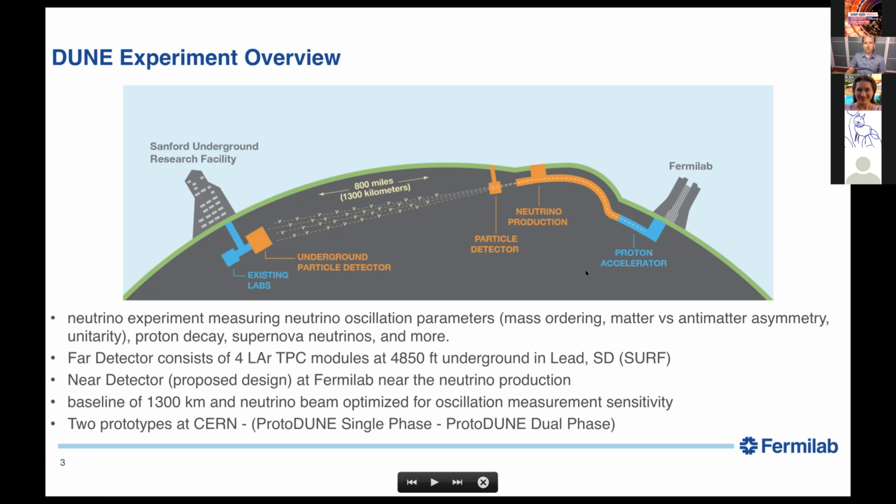The experiment design itself is constructed of three major components: the neutrino beam production, shown here on the right at Fermilab, a near detector, also on site at Fermilab, and then a far detector, which consists of 4 liquid argon TPC modules that are 4,850 feet underground in Lead, South Dakota, at the Sanford Underground Research Facility. The baseline for the experiment is 1,300 kilometers. And as well, the neutrino beam has been optimized for oscillation measurement sensitivity.